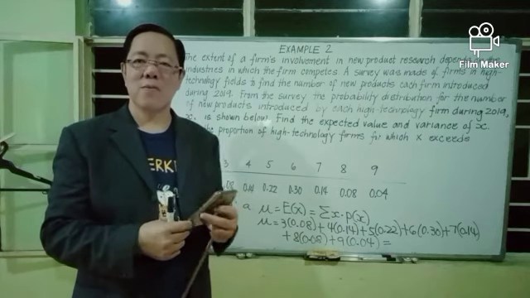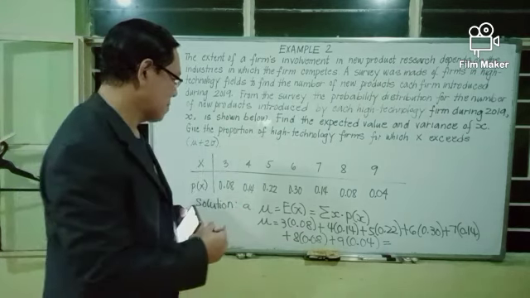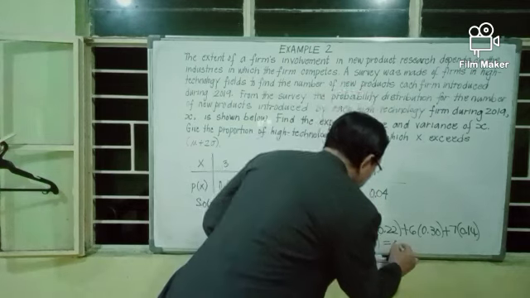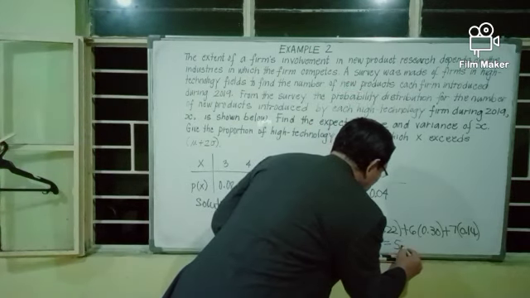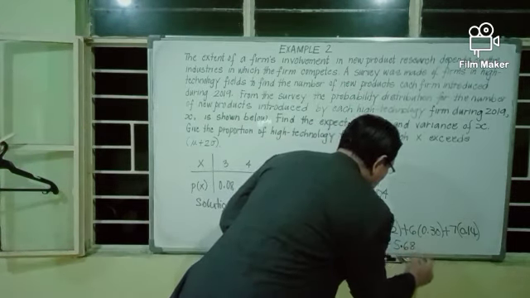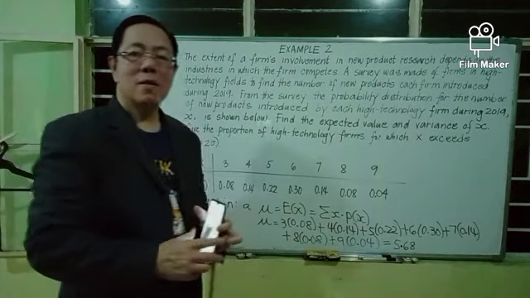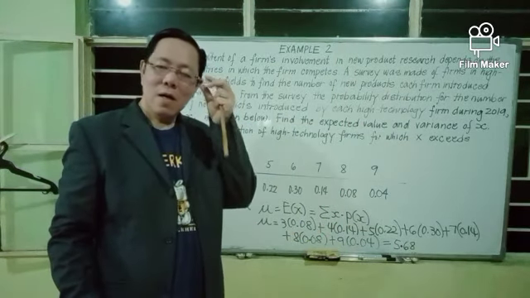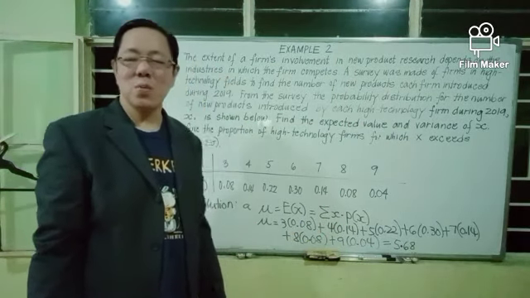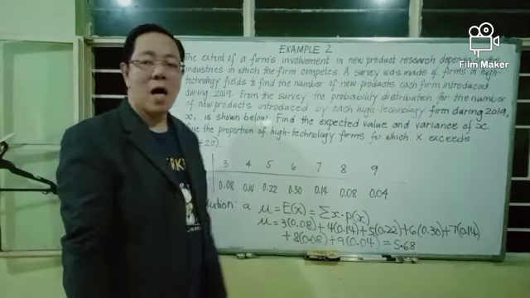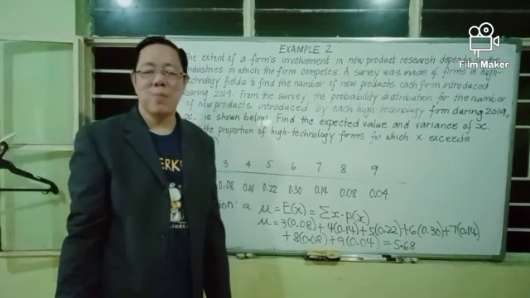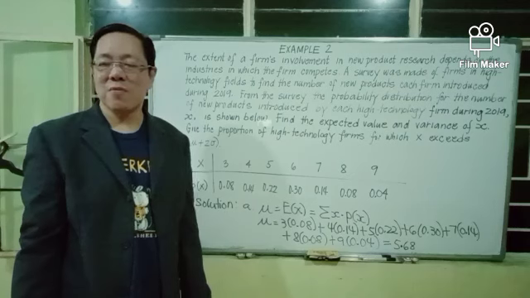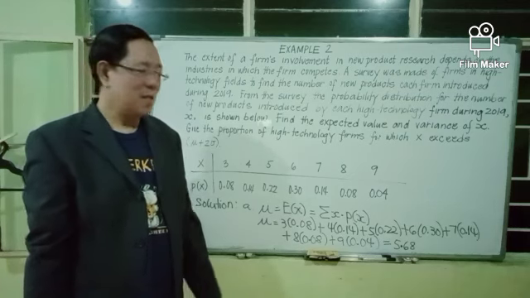And you should get 5.68. This means that approximately 5.68 new products on the average were introduced by high technology firms during the year 2019.